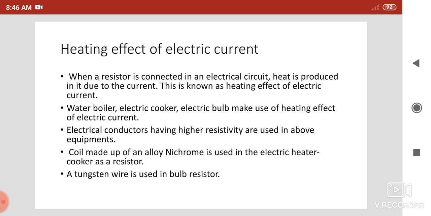Now these electric devices have high resistivity. It means they contain high resistance. When there is more resistance, more heat is produced. That's why these instruments or devices have high electrical resistance. If you see the coils made up in these instruments and devices, you will find that they have high resistance.